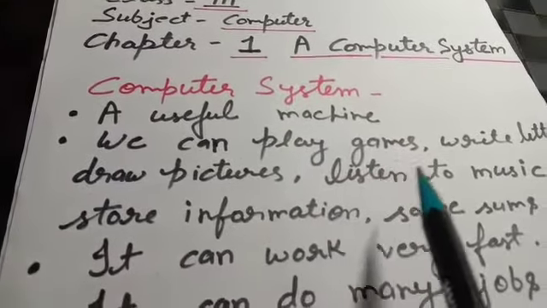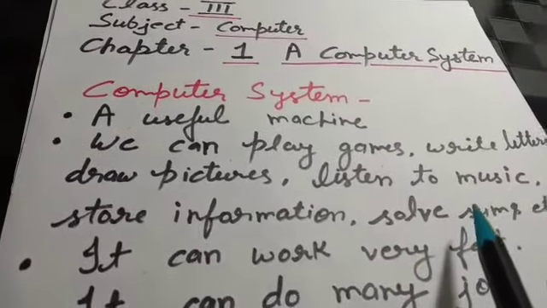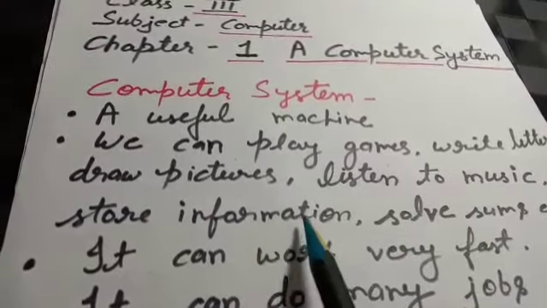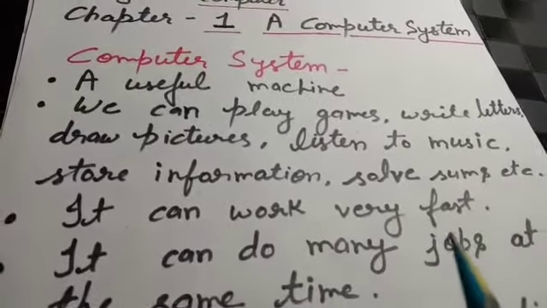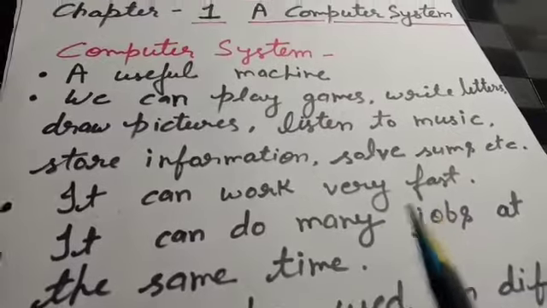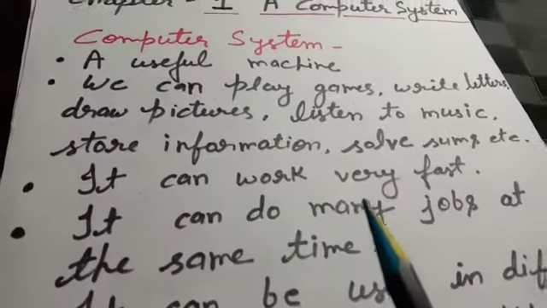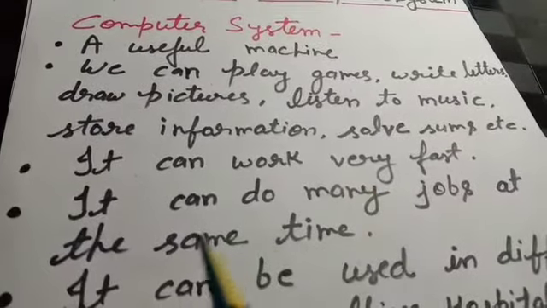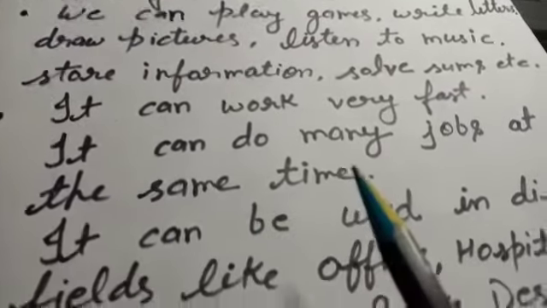We can play games, write letters, draw pictures, listen to music in it, and store information and can also solve the sums. It can work very fast. As everybody knows, anything we can solve in the computer and it takes less time. It can do many jobs at the same time.